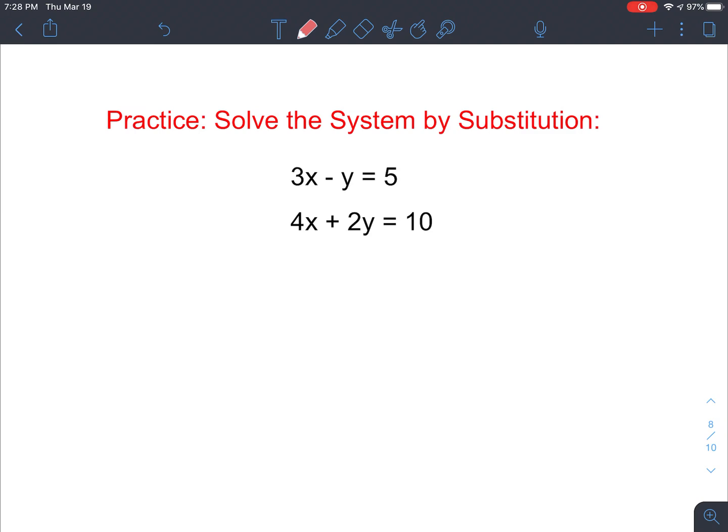So I'm going to ask that you pause the video at this moment to try and attempt this by substitution. And I will show you the answers in a little bit.